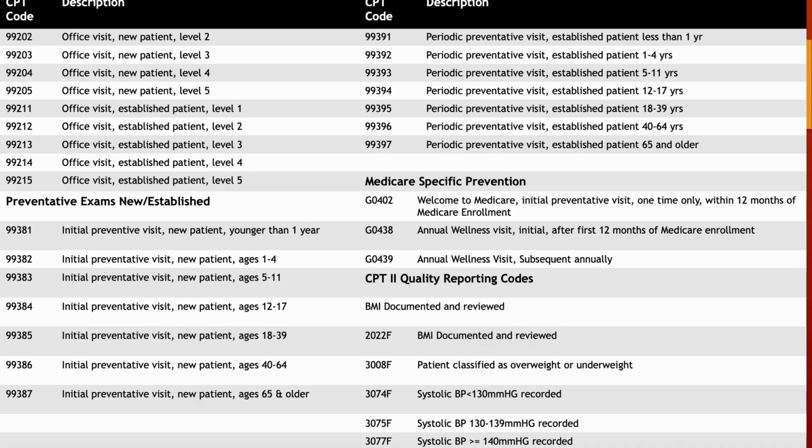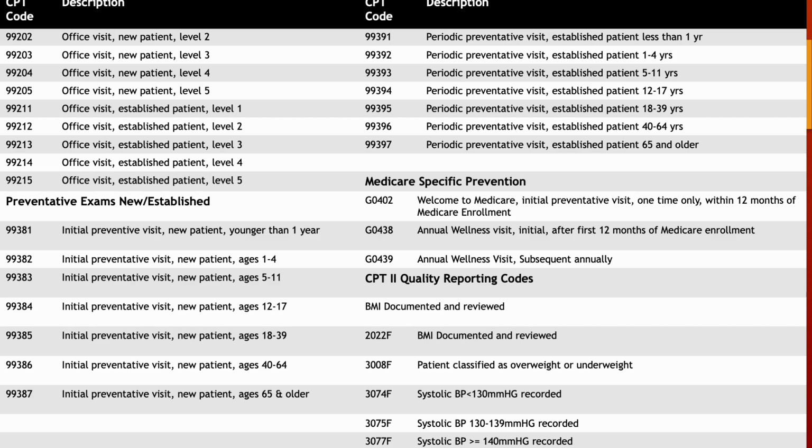There are many, many more CPT codes. There are CPT codes for education. There are CPT codes for like the blood pressure. There are CPT codes that may be required for Medicare. There's a list of those. But being able to articulate through your documentation the services you are providing to your patients is important.